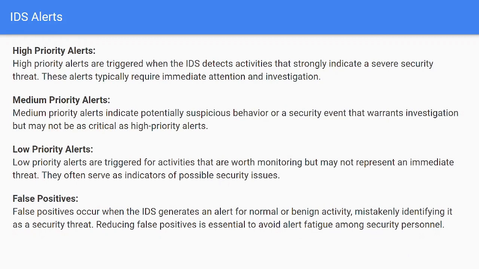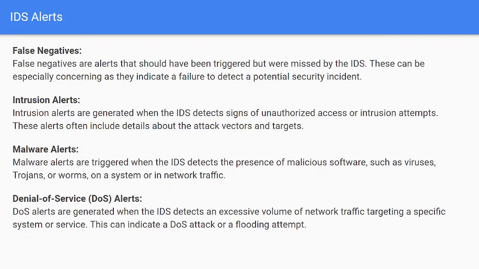And we have the false positive, which is when a normal activity has been mistakenly identified as a security threat. And then we have false negative. This is when the IDS misses the opportunity to detect and alert on a potential security incident. You want to make sure that the false negative rate is as low as possible in your environment.